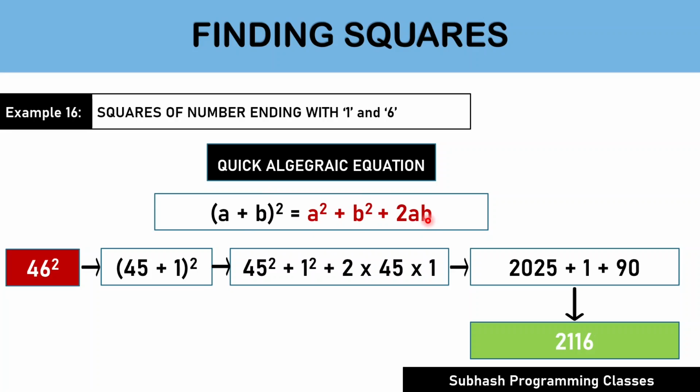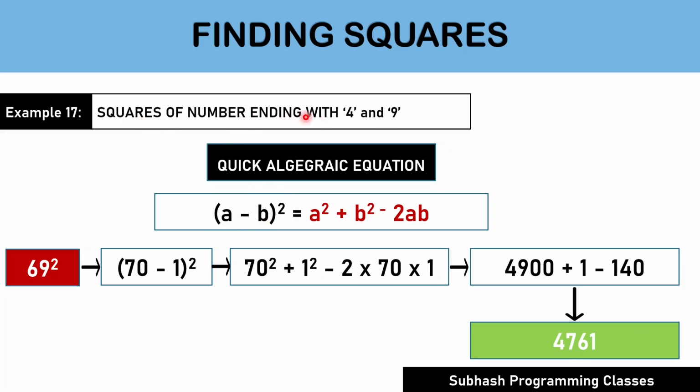Let me repeat, in the previous example where we were trying to find the square of a number ending with 1 and 6, the algebraic equation used was a plus b the whole square, whereas to find the square of a number ending with 4 and 9, we are now using the algebraic equation a minus b the whole square, which is nothing but a square plus b square minus 2ab.